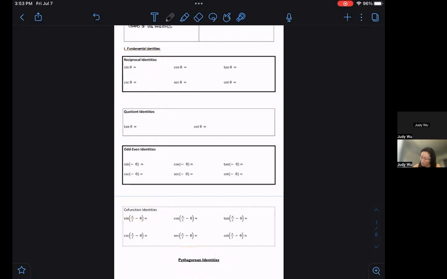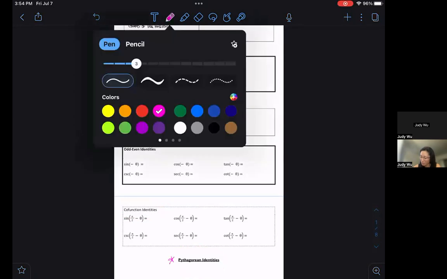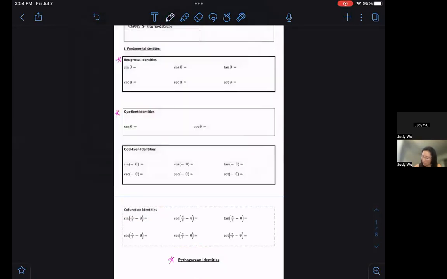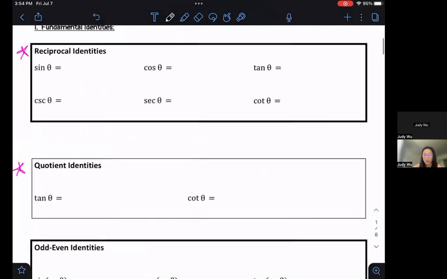Of these, I would say that the reciprocal ones tend to come up a lot. The quotient ones tend to come up a lot. And the Pythagorean ones tend to come up a lot. The odd even and the cofunction ones tend to come up a little bit less frequently. Now they're still important, but they come up less frequently, okay? So let's go ahead and take a look at what a reciprocal identity is.